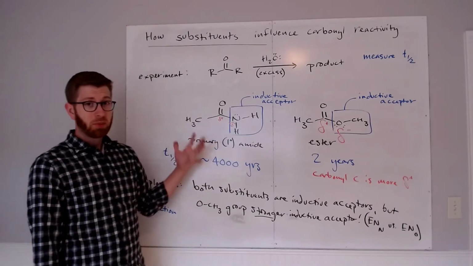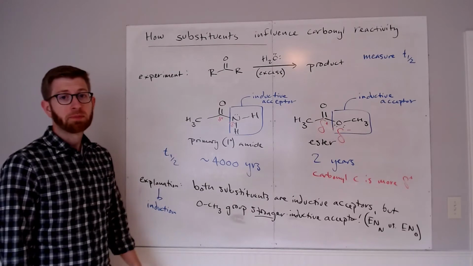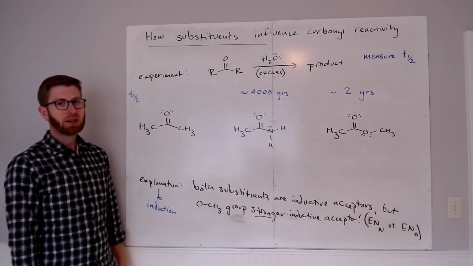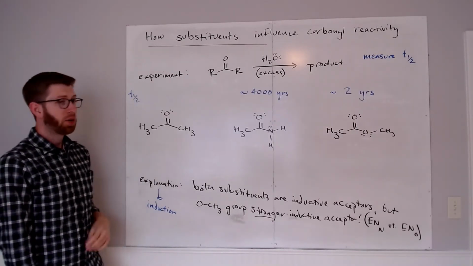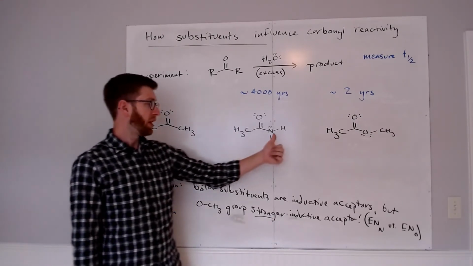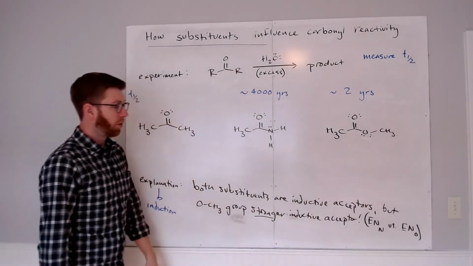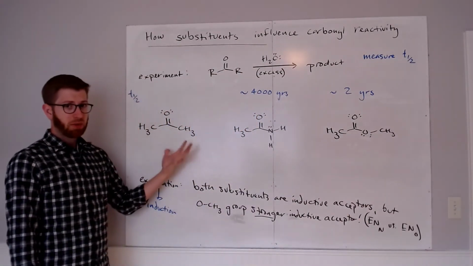I'm going to clean up the board a bit, redraw my structures, and we'll bring in our third comparison structure here. Let's compare our amide and our ester to a ketone. Or in other words, what we're going to do is compare a methyl group as a substituent to an NH2 to a methoxy group. So I've done a few things. I've cleaned up the board like I said I would.